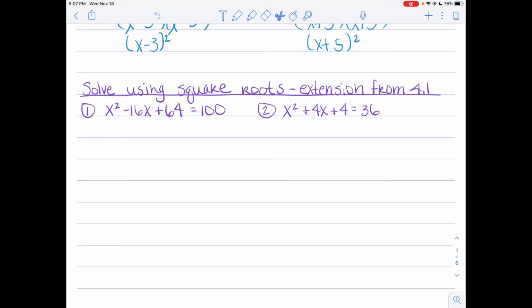Okay, now what I want to do is revisit a topic that we talked about in 4.1 and extend it just a little bit, or start from a different place. I want to solve using square roots on these two example problems. However, these don't look like the typical problems that we have used to solve by square roots, because remember, we've usually said that we don't want a middle bx term in order to solve by square roots. But here's what we can do.